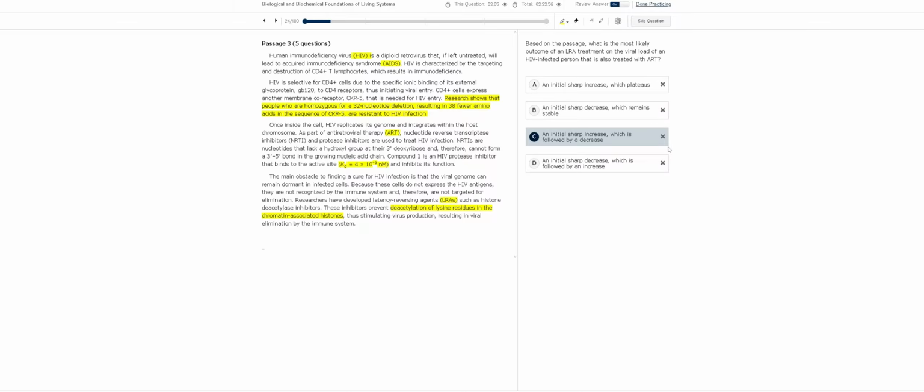B and D don't make any sense because B is saying a sharp decrease, and we want an increase, and the same thing with D. Between A and C, A is saying that it plateaus, and it doesn't necessarily plateau because the immune system is going to decrease the amount of HIV that's produced. So it's not going to plateau, it's going to rather decrease, and so C is the correct answer for this question.